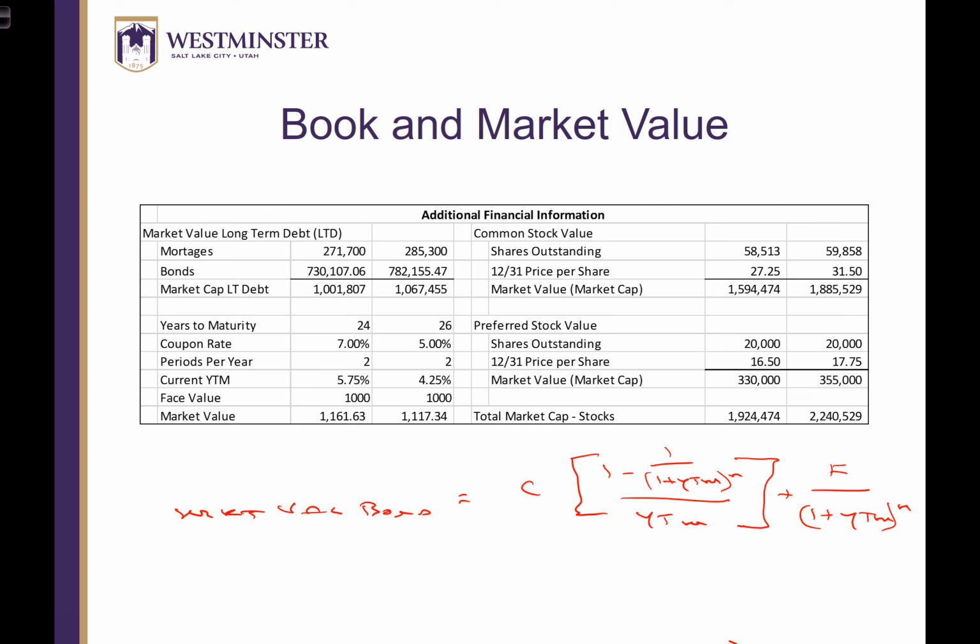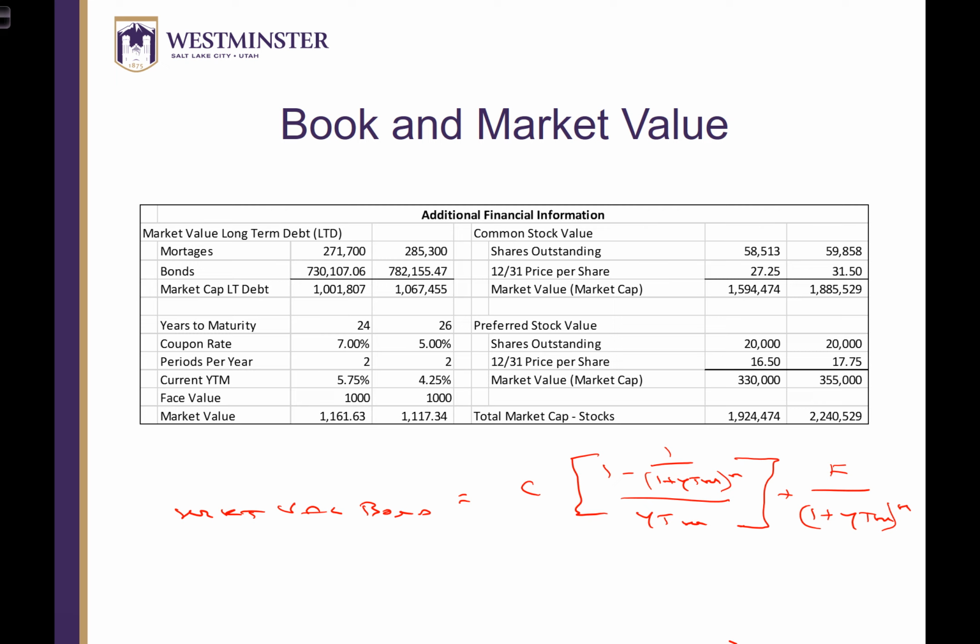We'll notice here that we have a coupon rate of 5% for the bonds that are outstanding. We have a current yield in the market today of 4.25%, and that each bond is worth $1,117.34. That's because as the interest rates go down after bonds are issued, the bond value goes up. Were the interest rates to have gone up, the bond value would have gone down.